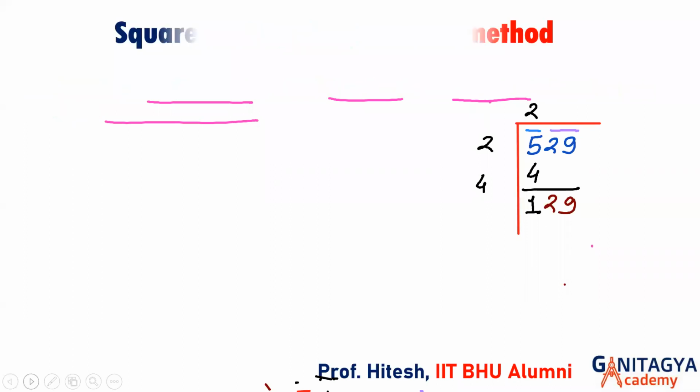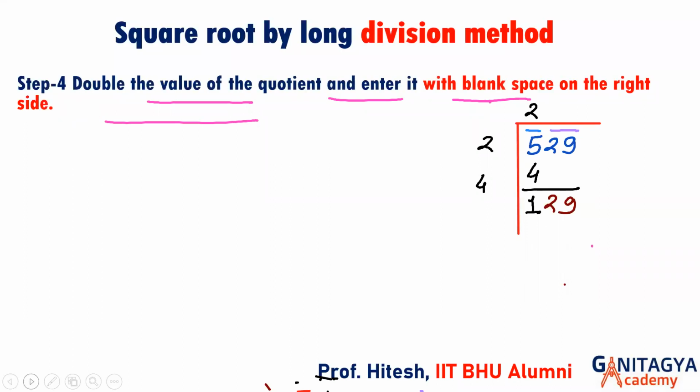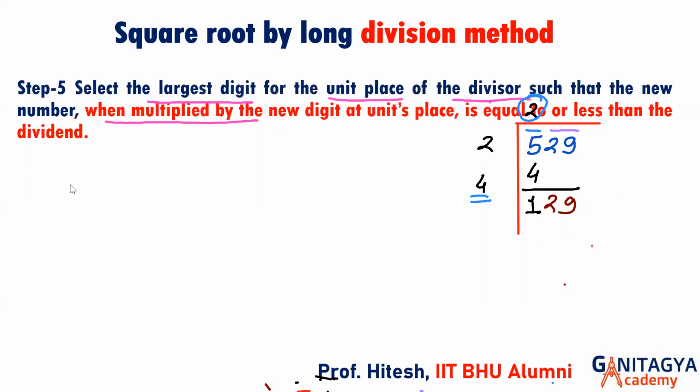So step number 4 is double the value of the quotient. Here the quotient is 2. So double of 2 is 4. And enter it with a blank space on the right side. We have written this. No issue. Step number 4 is also clear. Now step number 5. Step number 5 is select the largest digit for the unit place of the divisor such that the new number when multiplied by the new digit at unit place is equal to or less than the dividend.